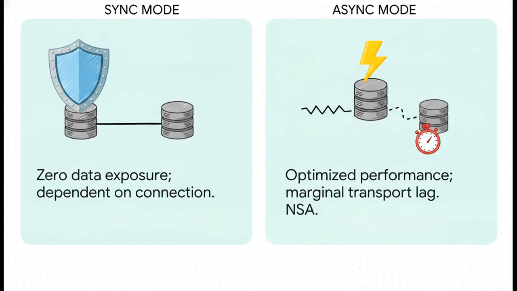That means zero data exposure, which is fantastic, but it also makes you highly dependent on network latency. On the flip side, we have asynchronous, or ASYNC mode. This uses the NSA process to intentionally isolate your primary from that network latency. The primary database just commits independently of the standby. It heavily optimizes your performance, but it may introduce a marginal amount of transport lag. You really have to pick the right tool for the job here.